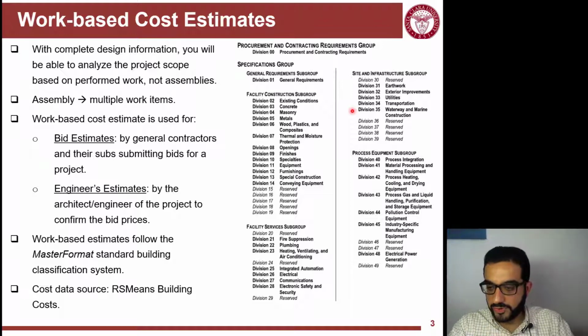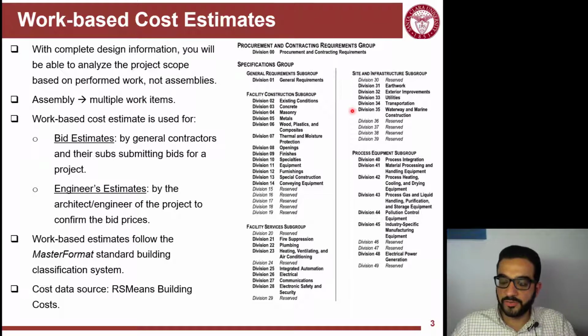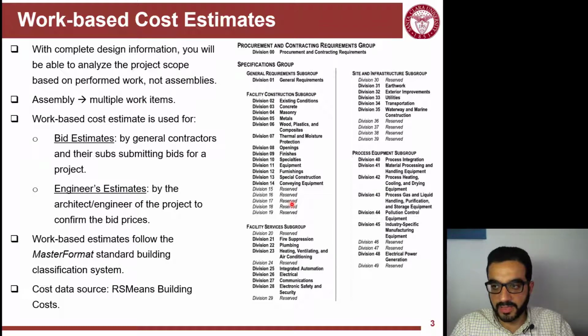So what we'll use here is the RSMeans building cost. And you can see here to the right, just another snapshot. We've seen it in another video before, the 49 divisions of MasterFormat, which is used in RSMeans for the construction building cost data book, which is the basis for getting the cost rates for the work-based cost estimate we'll see.